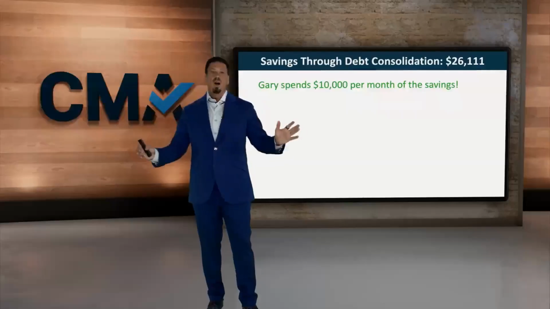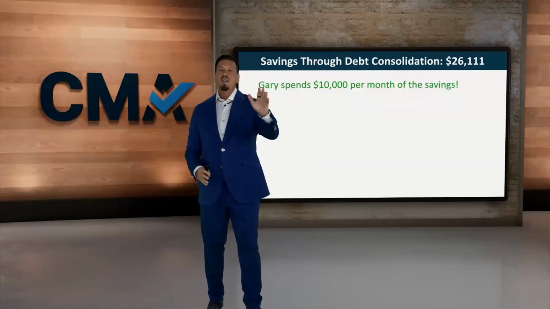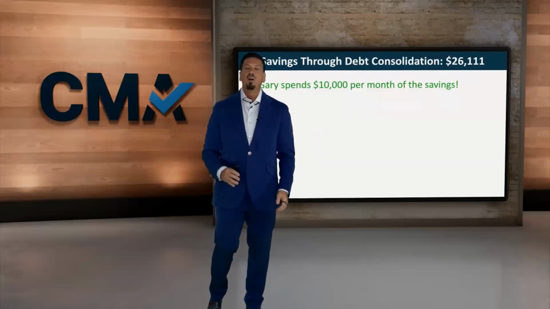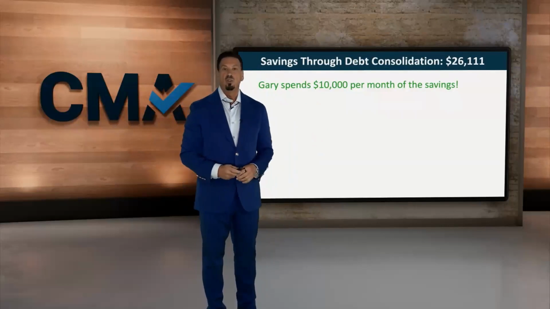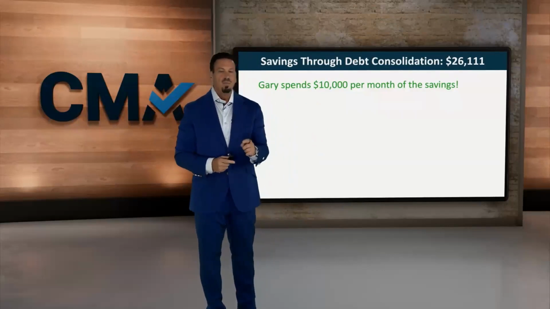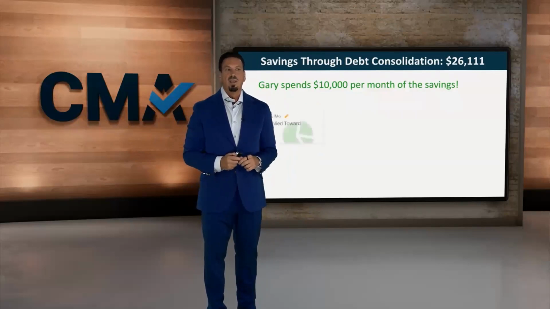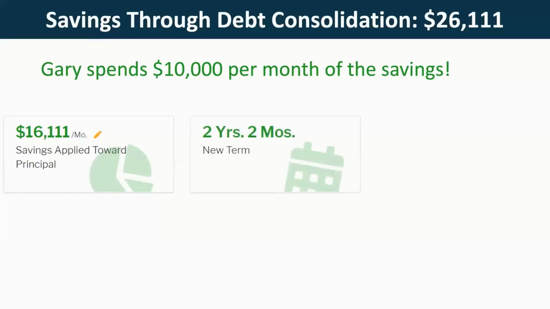Now, you and your wife, enjoy yourself. Treat her great. Treat yourself great. Spend an extra $10,000 a month on you. Spoil yourself because you enjoy it. But you know what? That extra $16,000 a month, I want you to make believe you don't even have it. I want you to take that money and apply it towards principal. And by doing so, Gary applied the money towards principal and will pay off his entire mortgage in just 2 years and 2 months.